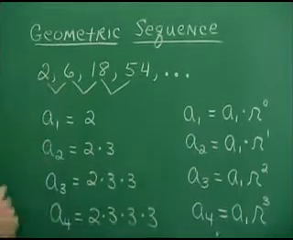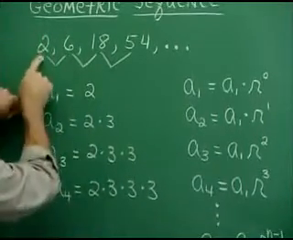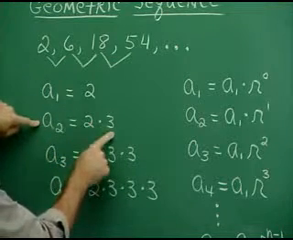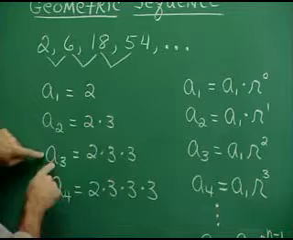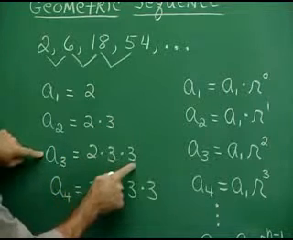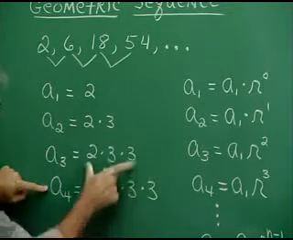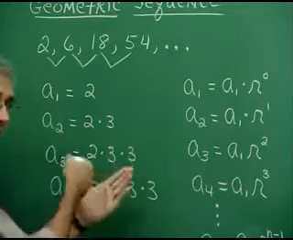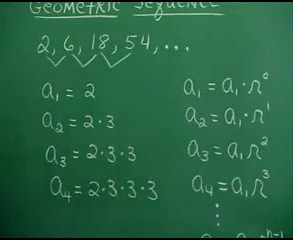Now take a look at this pattern. If a sub 1 is 2, that's our first term here, a sub 2 is found by multiplying 2 times that common ratio 3. And then a sub 3 is the previous term times 3, and a sub 4 is the previous term times 3. You see, every time we generate another term, we're just popping in another factor of that common ratio.